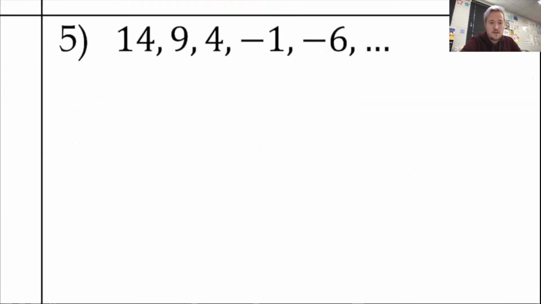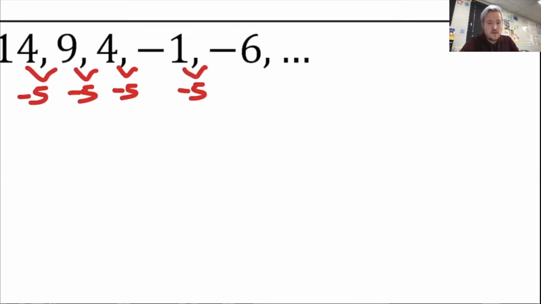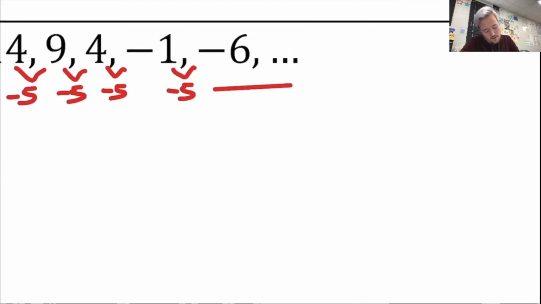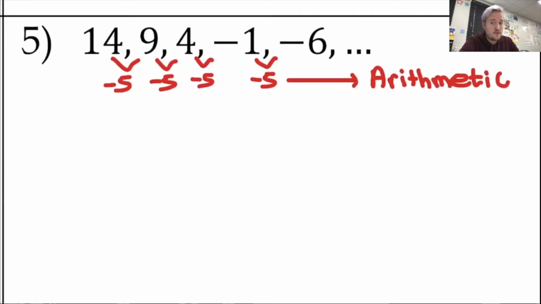All right, now let's look at these next few. So we're going from 14 to 9 to 4 to -1 to -6. So what I see here is we are subtracting 5. So because we are subtracting, that implies that we have an arithmetic sequence, which means we're going to have a common difference, not a common ratio.